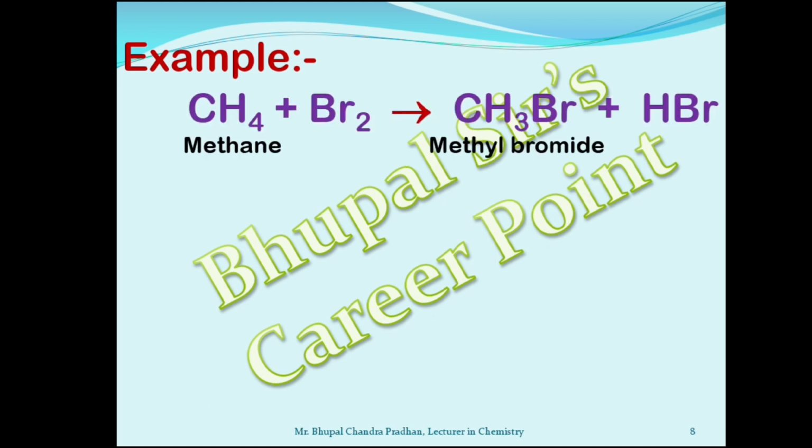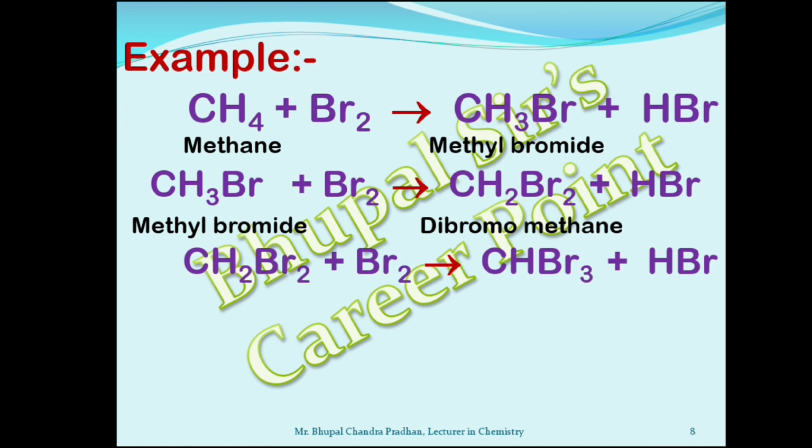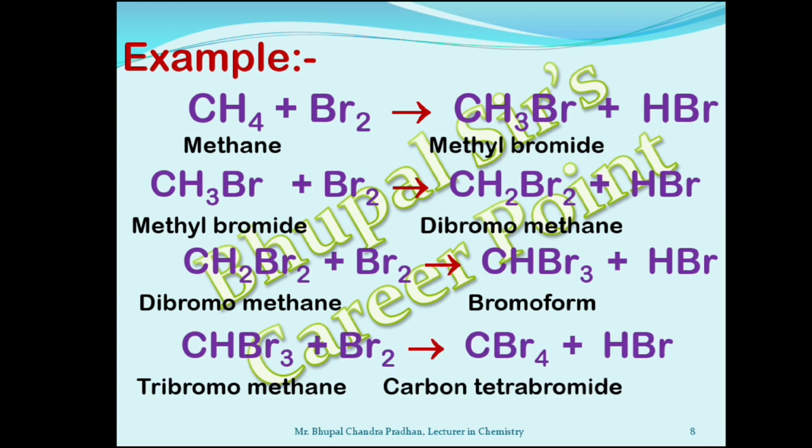Methane reacts with bromine to give methyl bromide. Again, methyl bromide reacts with bromine to give dibromomethane. Dibromomethane reacts with bromine to give bromoform or tribromomethane. Again, tribromomethane reacts with bromine to give tetrabromomethane or carbon tetrabromide. Now let us come for iodination.